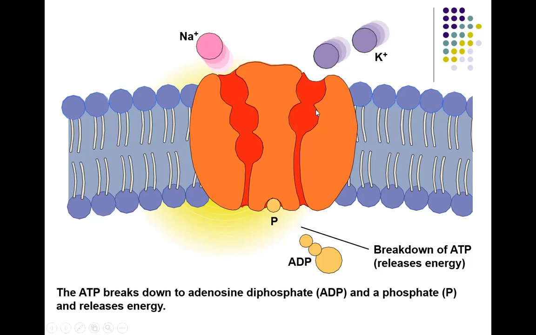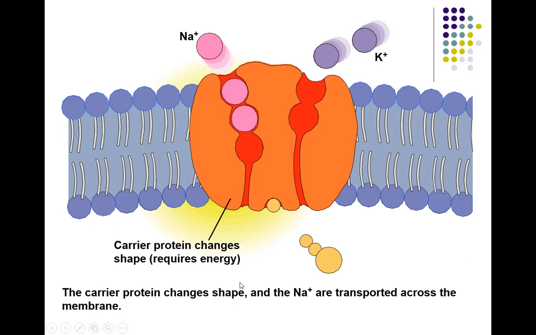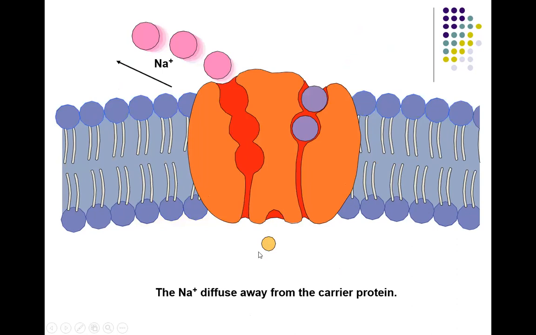These potassium sites have the correct affinity, and potassium wants to attach. There are two active sites for potassium here, so the potassium will attach to these active sites. And when that happens, the area changes shape, sodium is transported across, they release there, and it diffuses away.